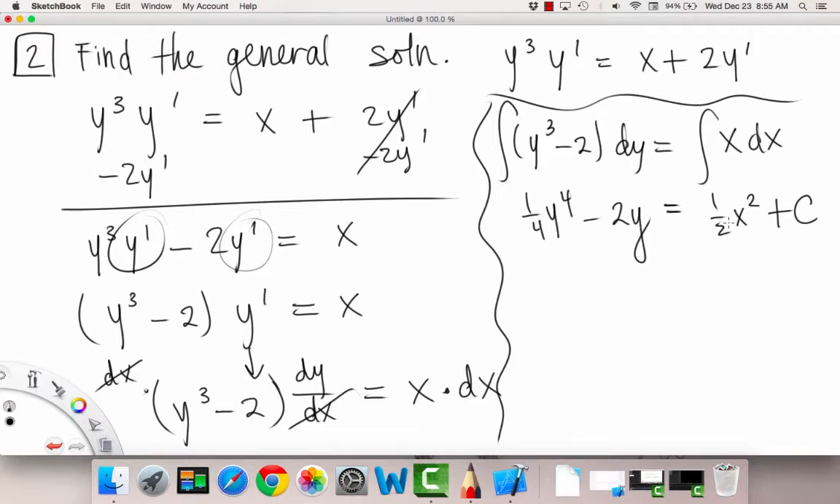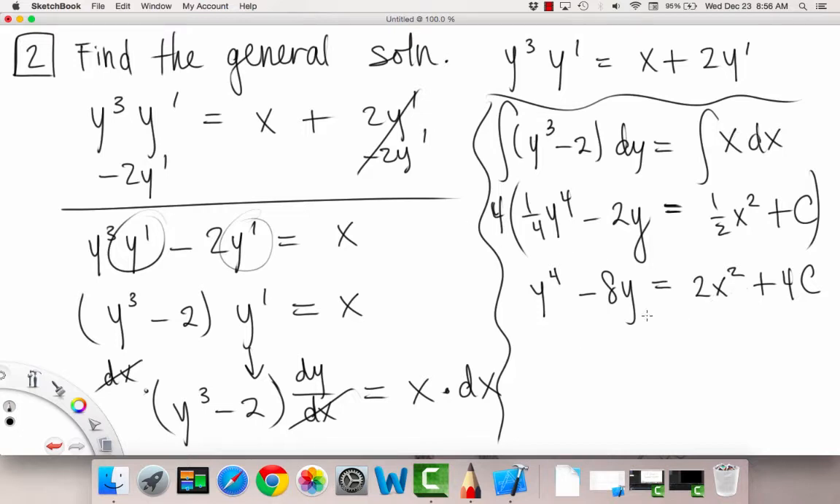And in this case, it's either not going to happen, or this is basically going to be what's called an implicitly defined solution, which you'll see what exactly that means as we move along. So let's multiply by 4 everywhere just to get rid of the fraction stuff. If we do that, we get y to the 4th minus 8y is equal to 2x squared plus 4c.